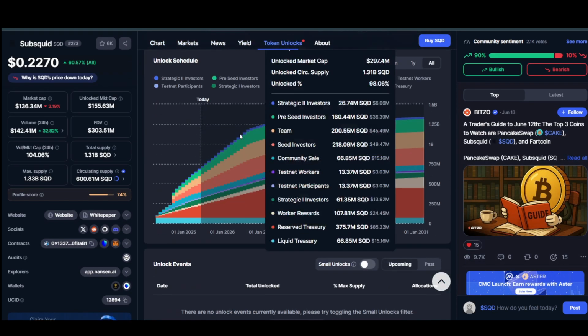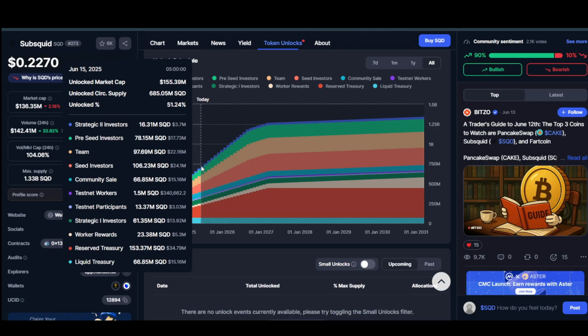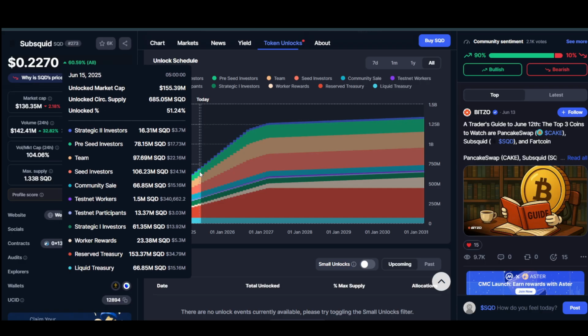So if we just look here, as of now we have investors getting the monthly token, we have pre-seed investors, we have seed investors, and most of them are getting tokens on a monthly basis. That means the token will face sell pressure.